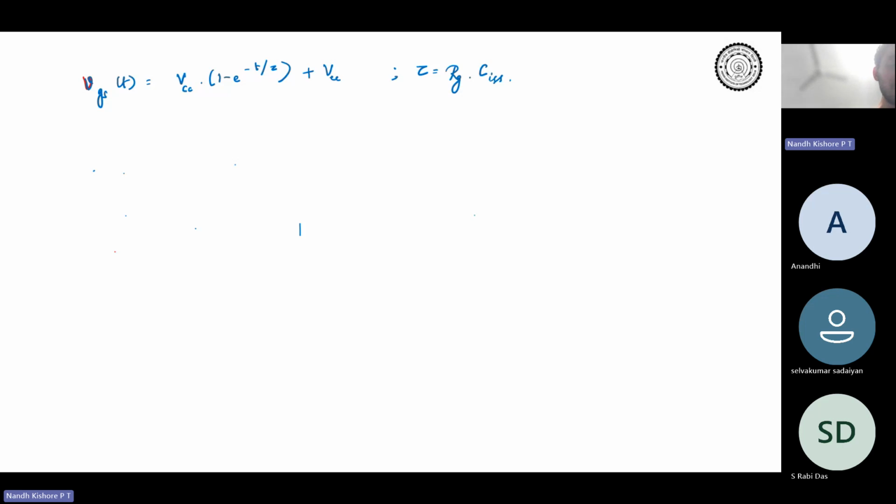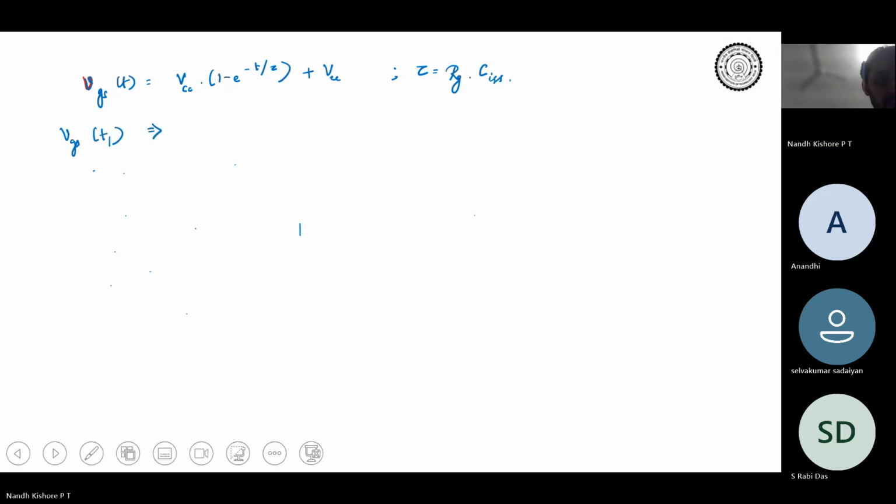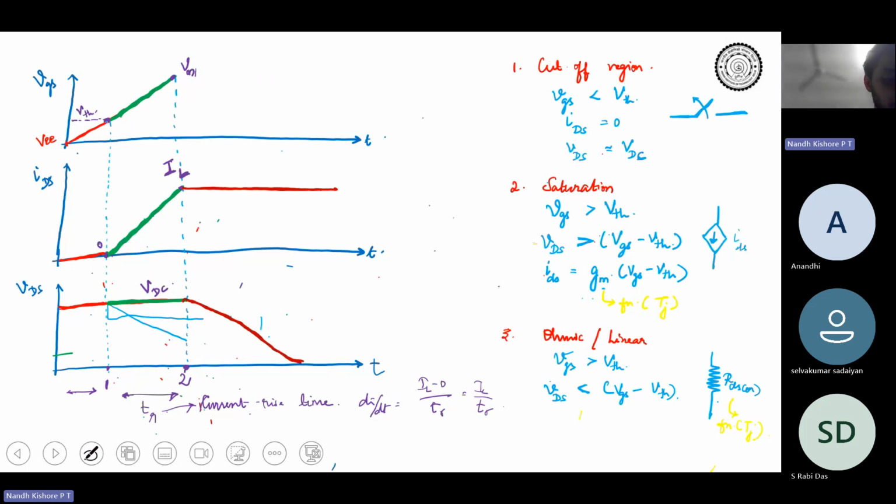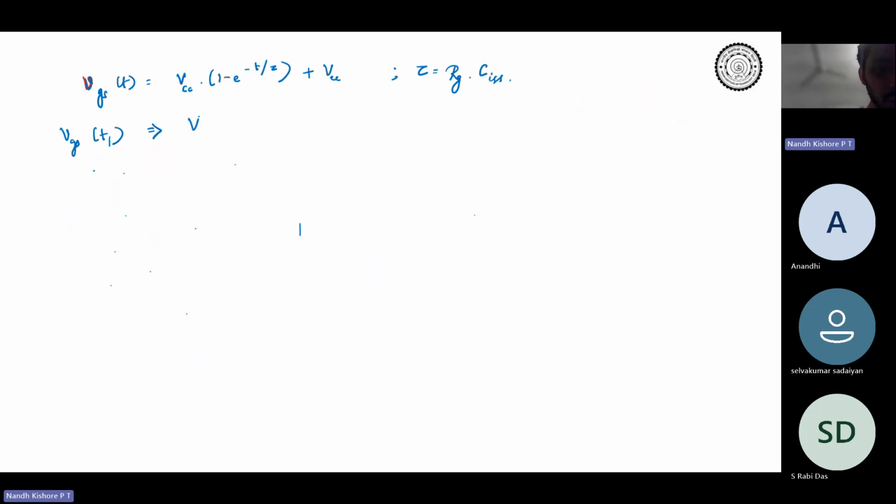Now we have the boundary condition. VGS at T1 is nothing but the threshold voltage. At T1, VGS is the threshold voltage. So threshold voltage is equal to VCC into 1 minus e to the power minus T1 by tau.